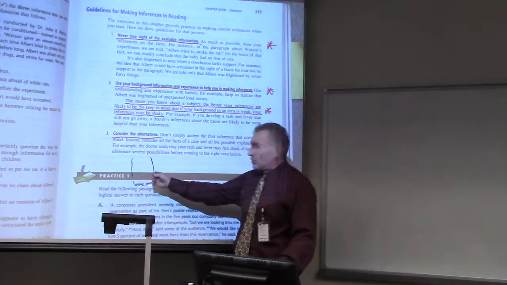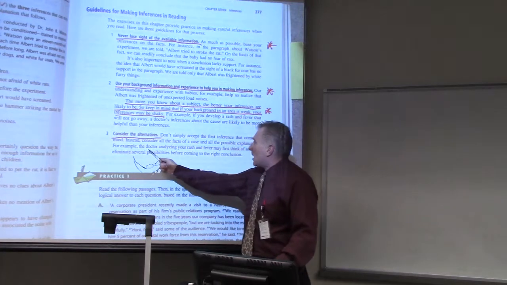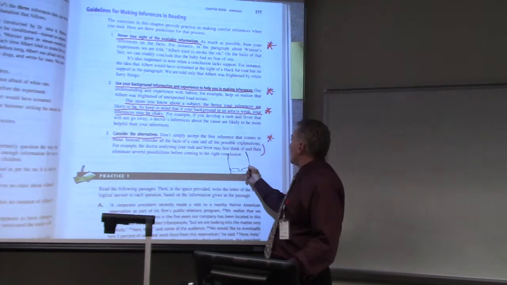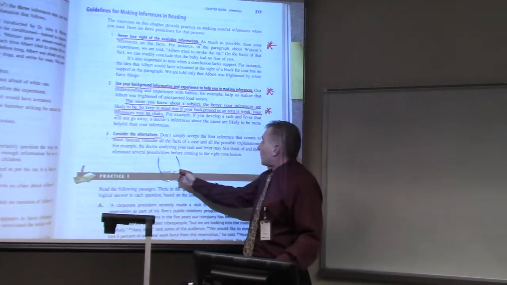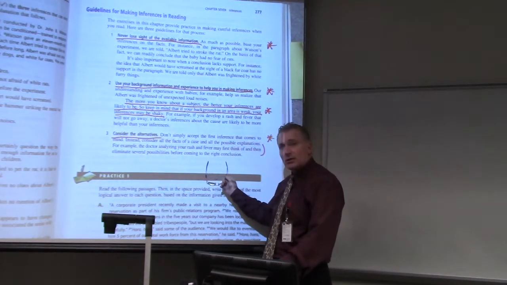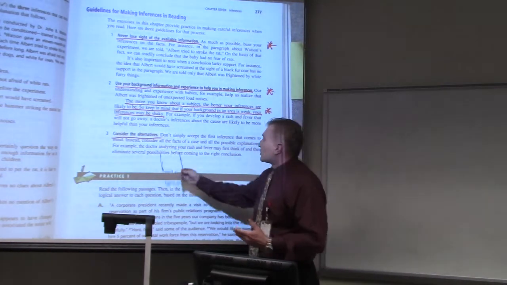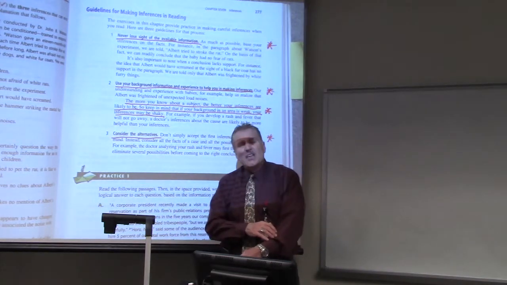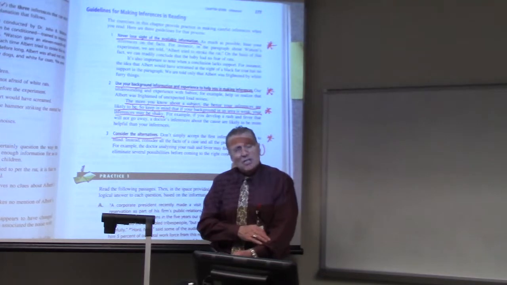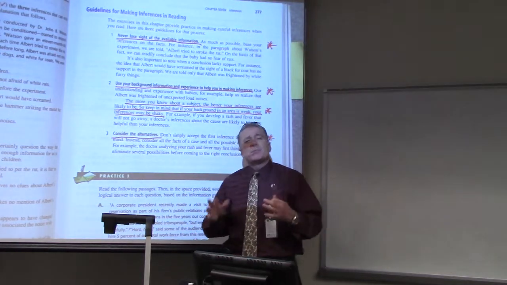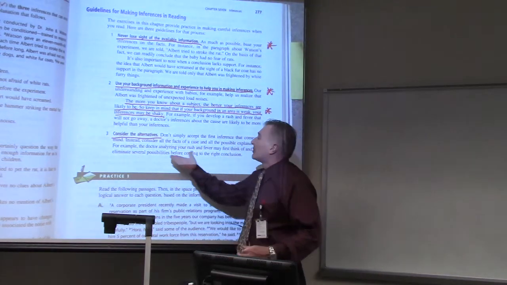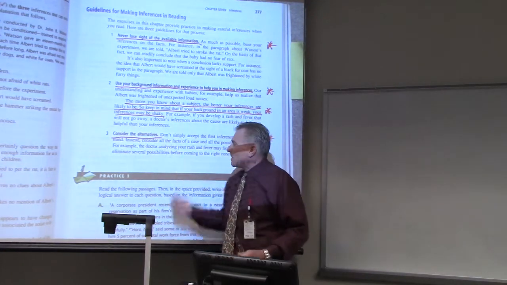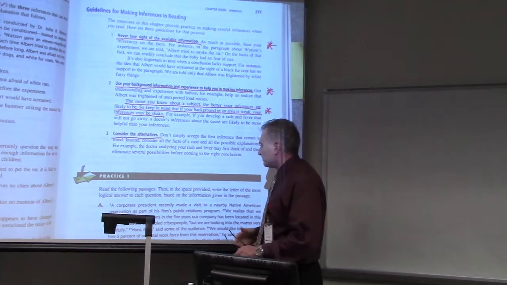They give this example, which helps clarify. The doctor analyzing your rash and fever may first think of and then eliminate several possibilities before coming to the right conclusion. So the doctor could look at that and say, well, it's a rash, maybe that's poison ivy, maybe it's an infection. They have to go through all the steps in the blood work in order to finally figure out what's the right diagnosis for the condition. And so that's what we mean by consider alternatives.